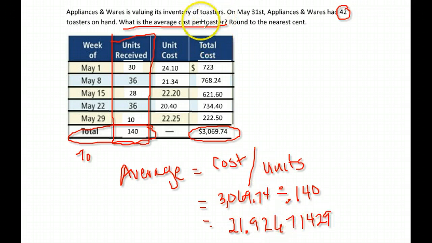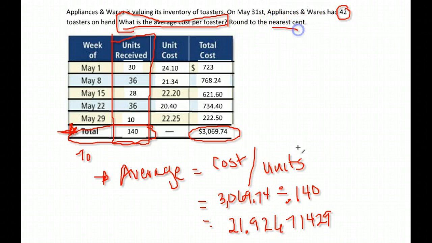Now, here's where you look at the question, because sometimes they ask you to go further than others. That first question we did, we had to do a lot more work. We had to do the totals. They hadn't done that for us. Then we had to find the average cost, which we just did. And then we had to find the value of the inventory. Now this question doesn't ask for the value of the inventory. It just wants to know what's the average cost per toaster. It's 21.92. So here we get to stop.